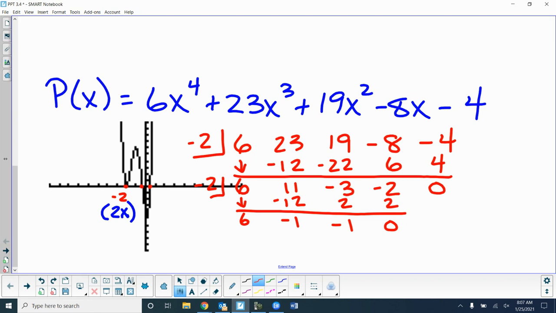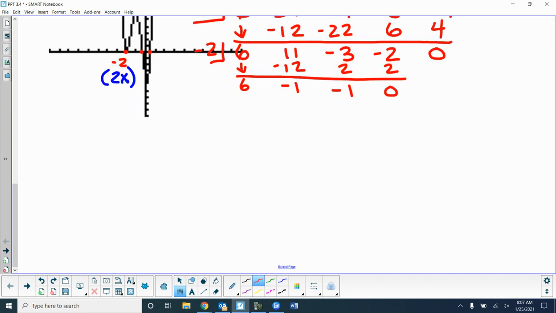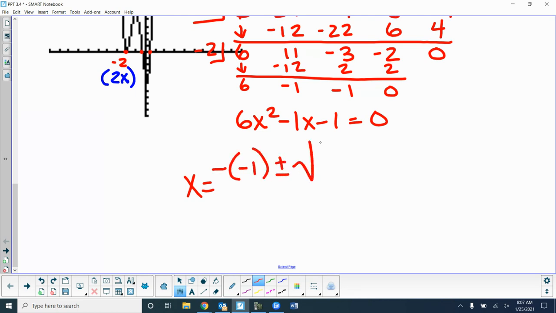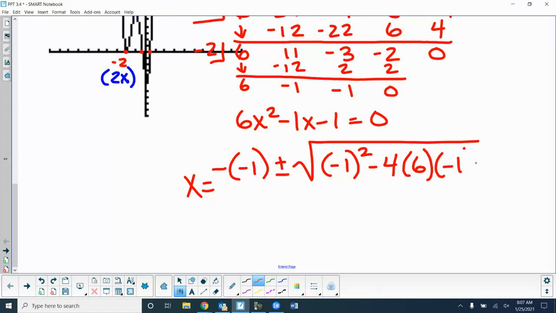with the quadratic formula now. That was x to the 4th, that's x cubed, that's x squared. Okay, so this problem here is 6x squared minus 1x minus 1 equals 0. That's what that problem is. So we can use the quadratic formula. X equals -b plus or minus square root of b squared minus 4 times a times c. Remember, that's the a, -1's the b, -1's the c. Over 2a.